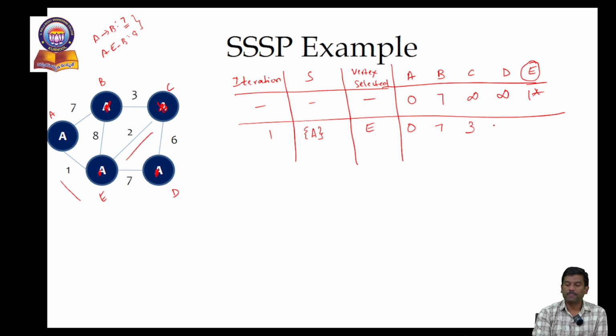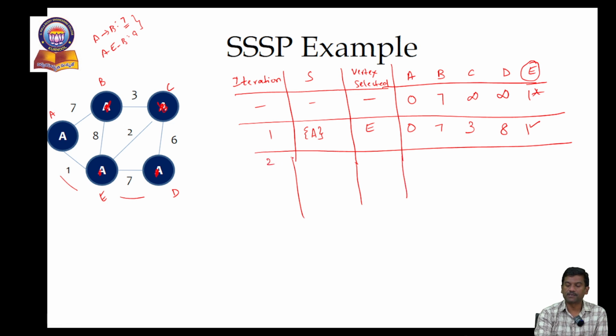In the same fashion, from A through E, can we reach D? From A through E, that is 1, can we reach D? We can reach D. And what is the cost? That is 1 plus 7, equal to 8. So 8 is the new updated value when compared with infinity. From A to E, because we have already taken this into the solution set, it is not considered. And this process goes on for your next iteration.